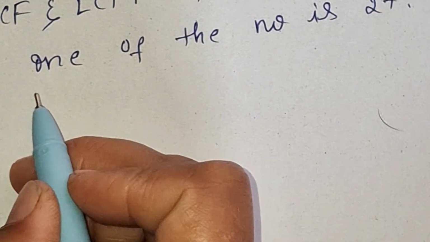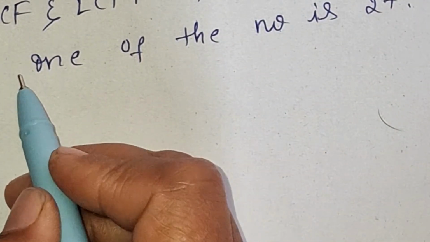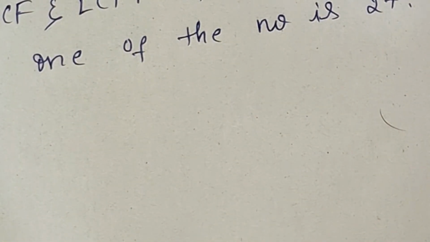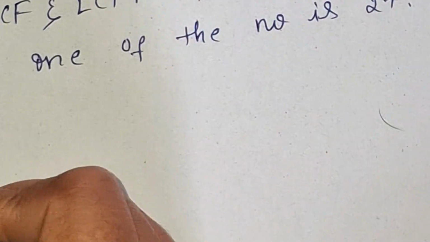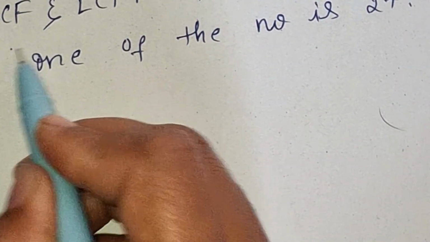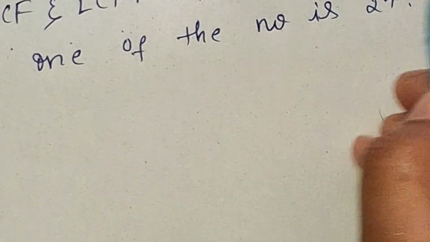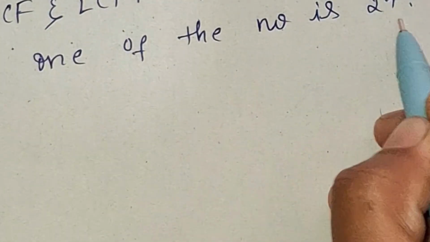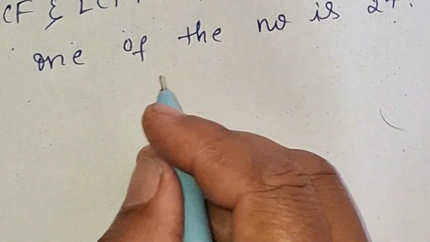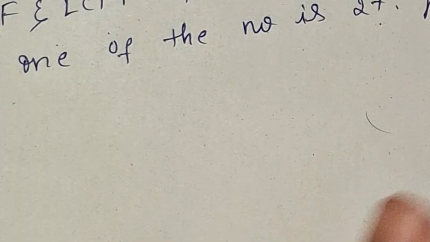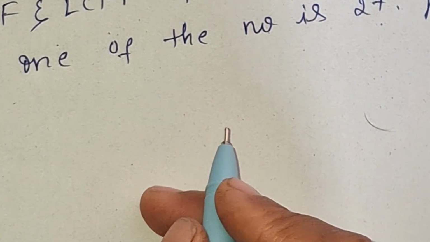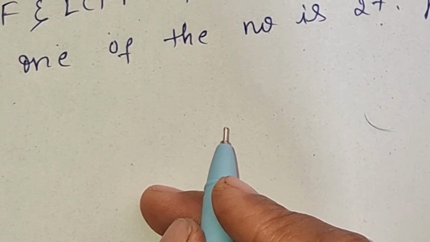Then the second question of real numbers. This is a 2 marks question, or sometimes 3 marks also. HCF and LCM of two numbers are 9 and 459. If one of the numbers is 27, find the other number. This is a very simple question, and we can solve it very easily when we know the formula.